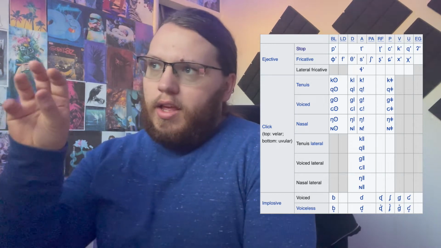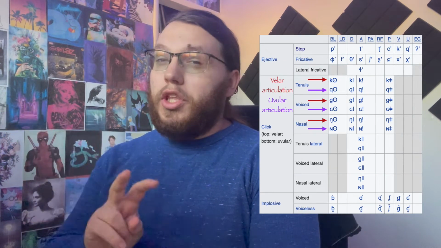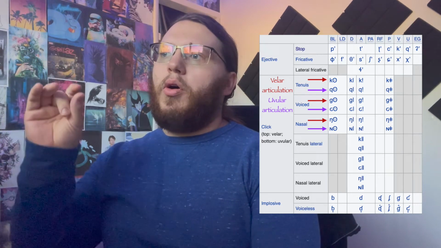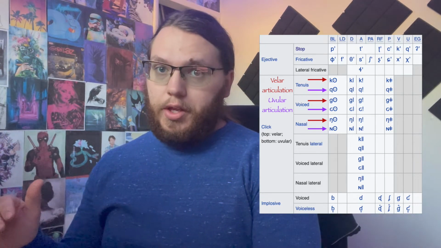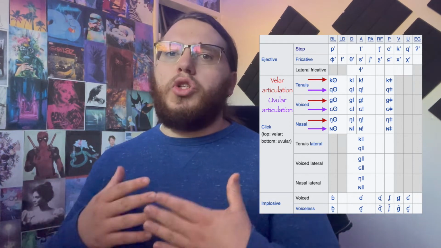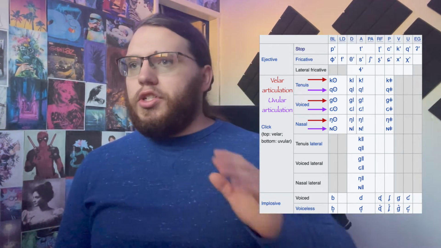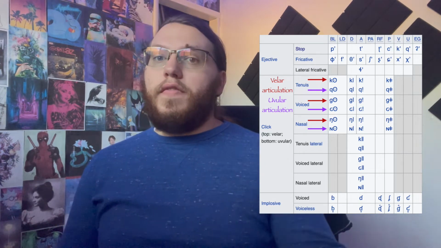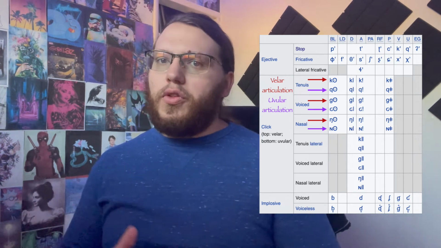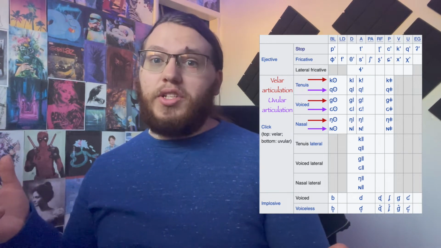Now you'll see on this chart, on some other IPA charts, they don't include the uvular clicks. But this one includes both velar and uvular places of articulation for the voiceless, the voiced, and the nasals. It used to be thought that clicks were just produced at the velum. A couple years ago, we discovered that some click languages use the uvula rather than the velum. As far as we know, there is no click language which uses this velar-uvular distinction to distinguish meaning between their clicks. It's just a slight difference in pronunciation.